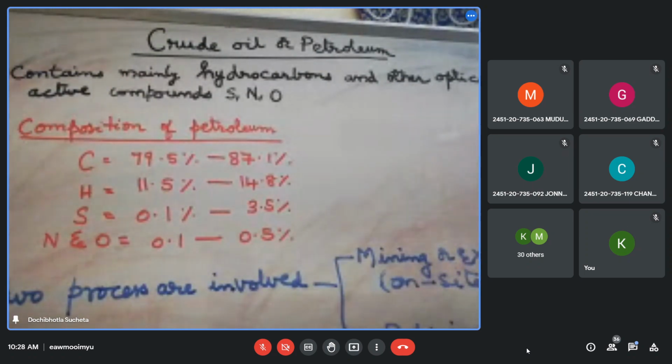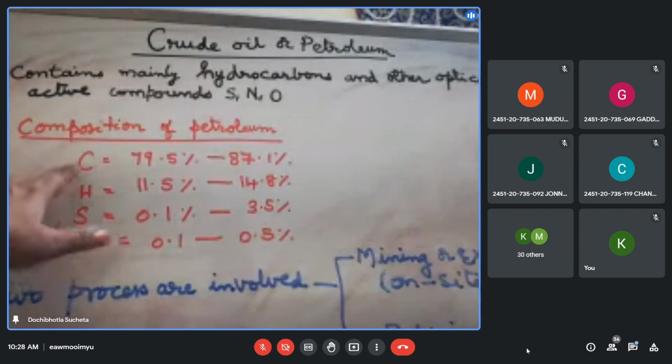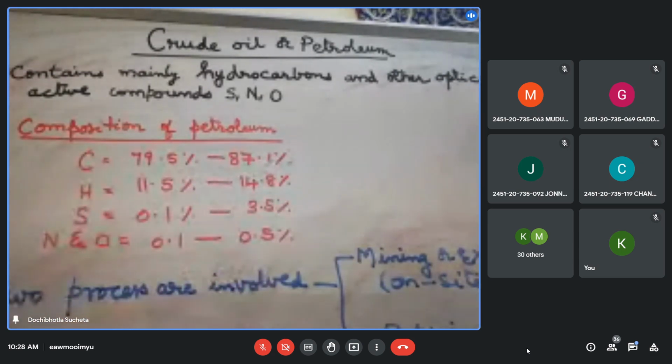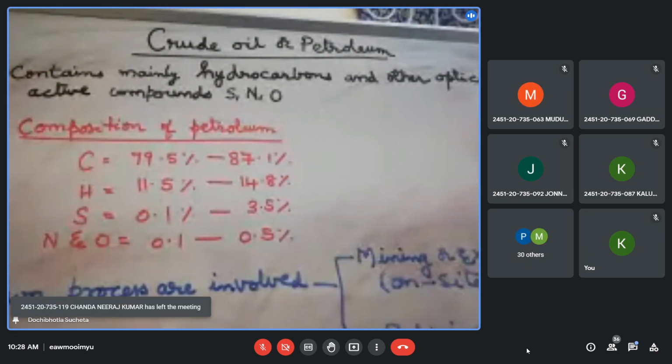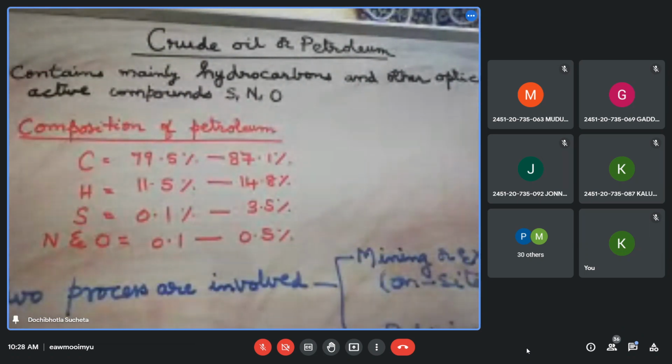But otherwise, what you'll be surprised is that the crude oil or petroleum that is getting extracted is actually a viscous liquid, blackish or dark brown in color. And the composition is carbon 79.5% to 87.1%, hydrogen 11.5 to 14.8%, sulfur 0.1 to 3.5%, nitrogen and oxygen 0.1 to 0.5%. Okay, so this is the composition of crude oil or petroleum.